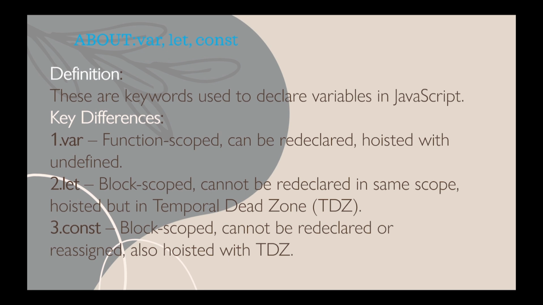Var is function scoped, can be redeclared, and is hoisted with undefined. Let is block scoped, cannot be redeclared in the same scope, and is hoisted but stays in the temporal dead zone. Const is block scoped, cannot be redeclared or reassigned, and is also hoisted with TDZ. Here is a basic example of how var x, let y, and const z are declared.